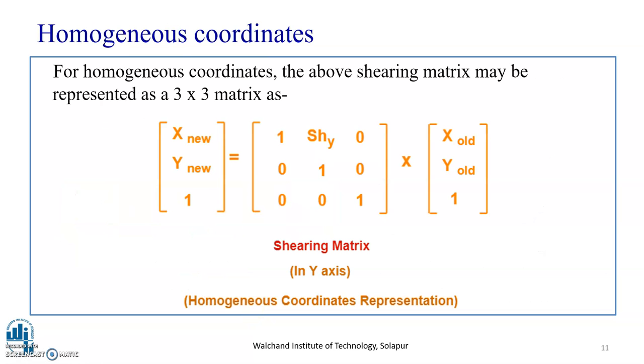Now we can represent this matrix in homogeneous coordinates. For your understanding, I have represented the shearing matrix in the y-axis in a homogeneous representation using a 3 by 3 matrix. This is represented as [x new, y new, 1] is equal to [1, shy, 0; 0, 1, 0; 0, 0, 1] into [x old, y old, 1]. The same can be applied for the x-axis, only the change here will be shx instead of shy.